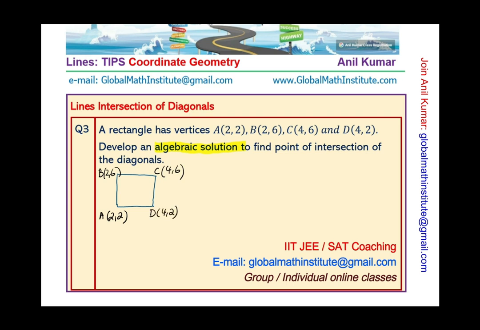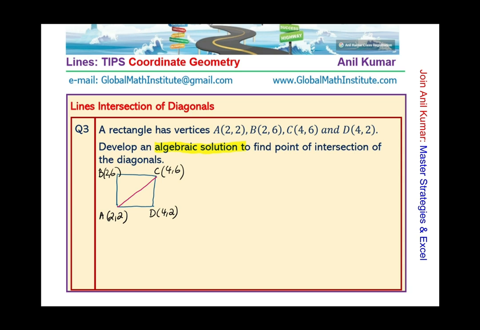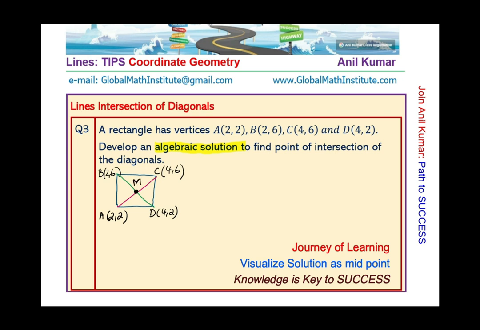So we have horizontal and vertical lines, as you can see. The diagonals from A to C will be kind of like this, and that from B to D will be this, and the point of intersection will be right there. If this was an objective type question, or if develop an algebraic solution was not a statement, then we could have found this point very easily, right? Let's call this point as M. This is actually the midpoint of the diagonals. So basically, it is the midpoint of the two ends of this diagonal.